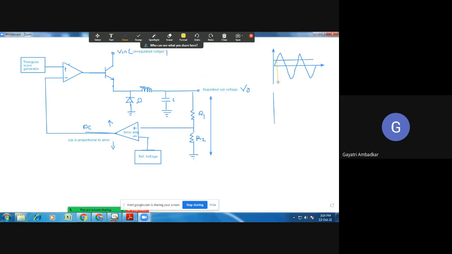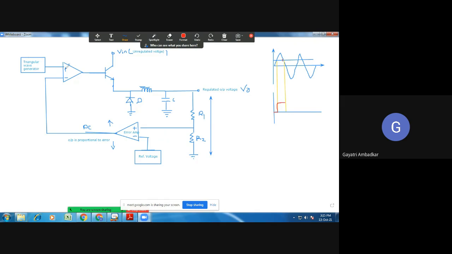During this much part, you see, this DC voltage is greater than this waveform from 0 to this part. So what will you get at the output? At the output, you will get minus V. That means lower voltage. Okay, this is lower voltage. Now from this point to this point, your triangular wave is greater. Your triangular wave is greater means you will get output higher.